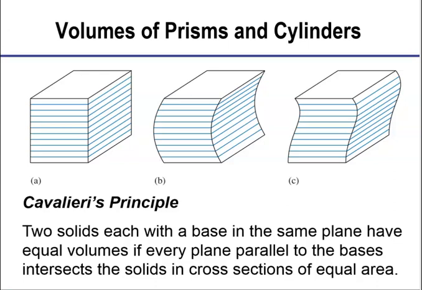Okay, so now we want to start talking about the volumes of a cube, which we've mentioned already, and a prism, and cylinders, and even getting to cones and pyramids. We have something called Cavalieri's principle. 2 solids, each with a base in the same plane, have equal volume if every plane parallel to the bases intersects the solids in cross sections of equal area.